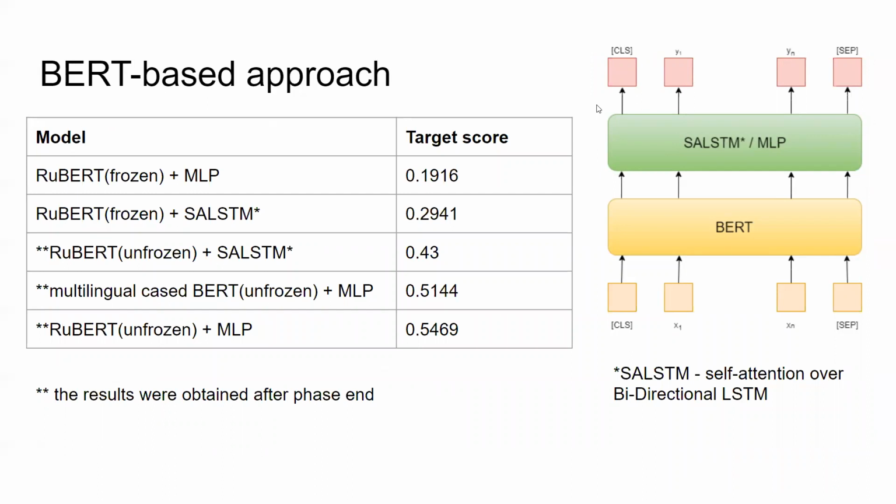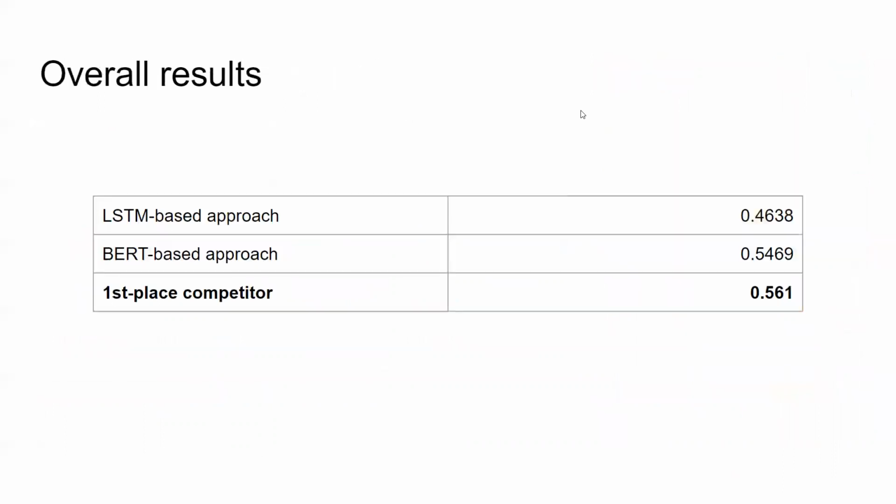Then we switched to a BERT-based approach. We tried different configurations like freezing BERT parameters, using different pre-trained BERTs and different classifiers over BERT outputs. As a result, BERT with a simple linear layer as a classifier outperformed the LSTM-based approach, but didn't get a state-of-the-art result. These results were also obtained after the competition ended.